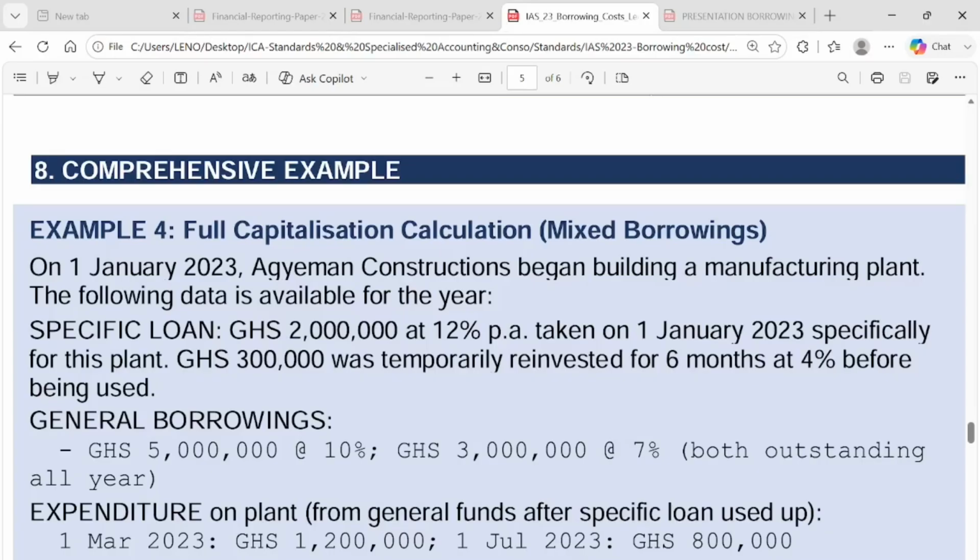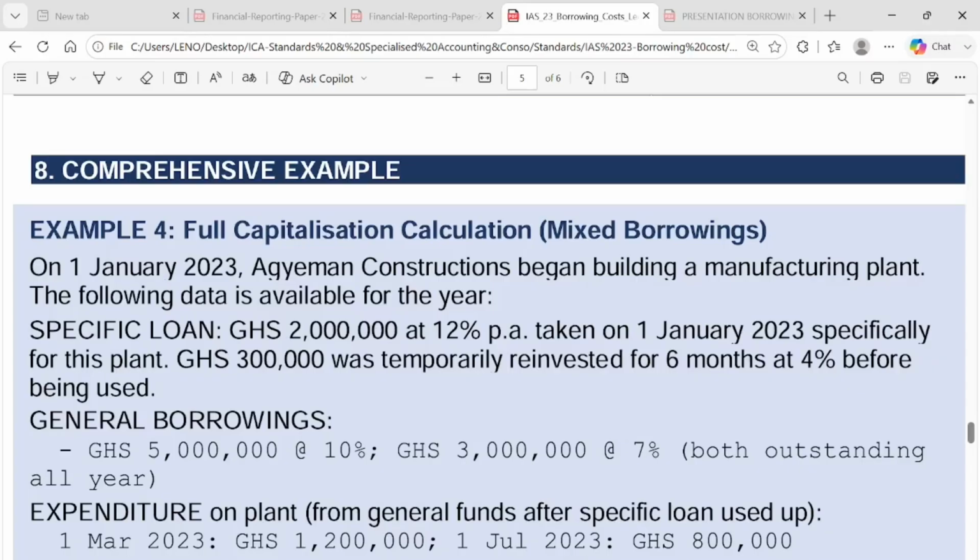Specific loan: 2 million at 12% per annum, taken on 1st January 2023 specifically for this plant. 300,000 was temporarily invested for 6 months at 4% before being used. General borrowing: 5 million at 10%, 3 million at 7%, both outstanding all year. Expenditure on the plant comes from the general fund after the specific loan is used up.